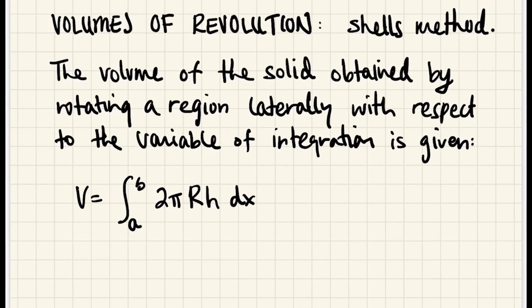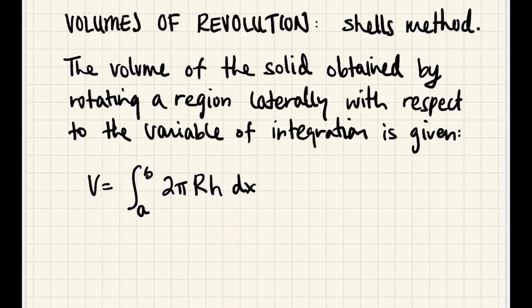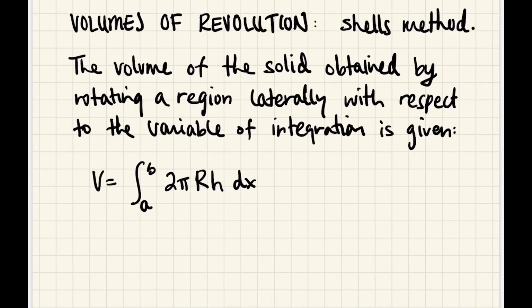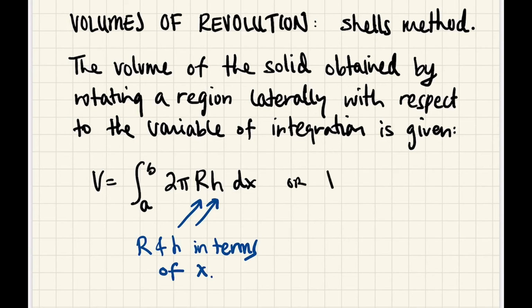Okay, so we're going to see two formulas, one for dx, one for dy, which are virtually the same. In the dx case here, r and h must be in terms of x. So the radius and the height are in terms of x, of course. And the alternative here is integrating with respect to y.